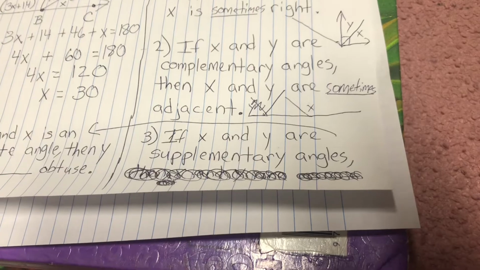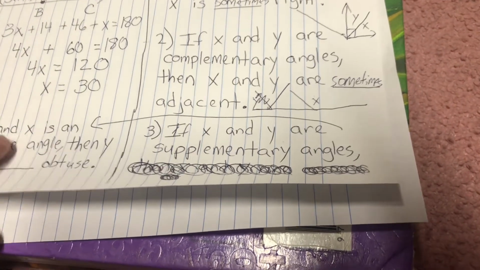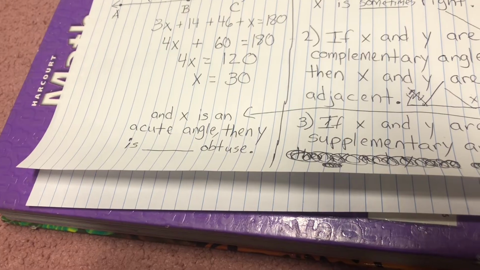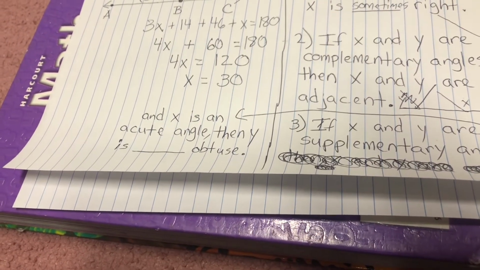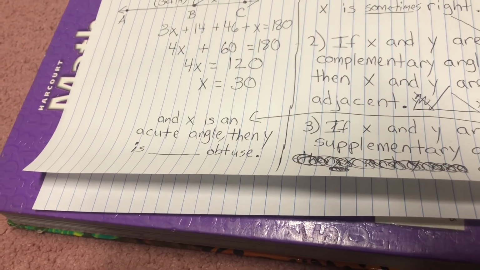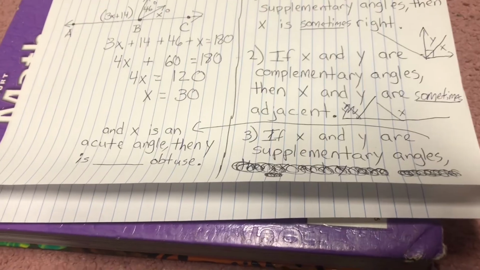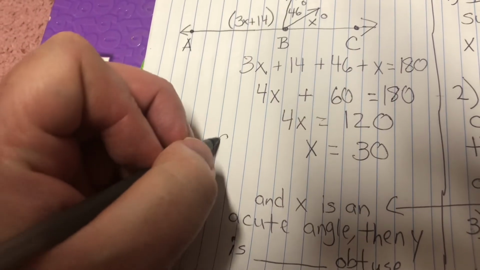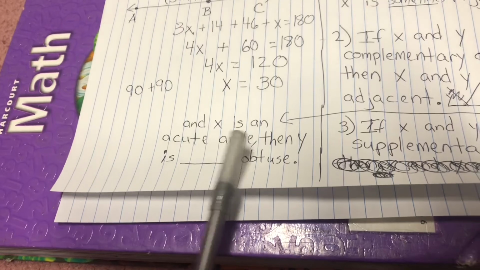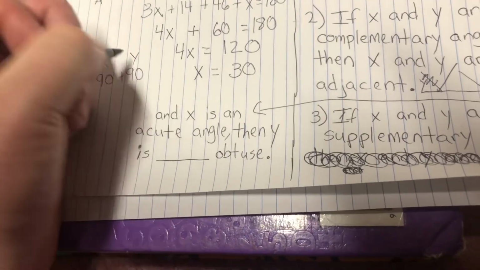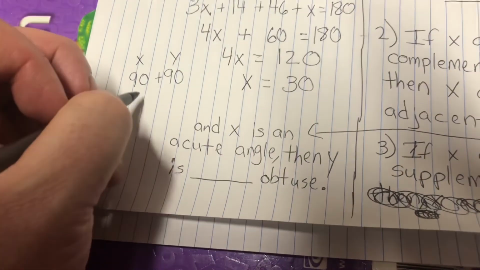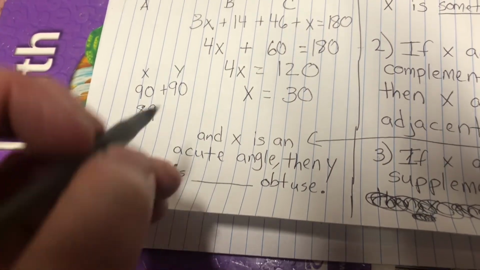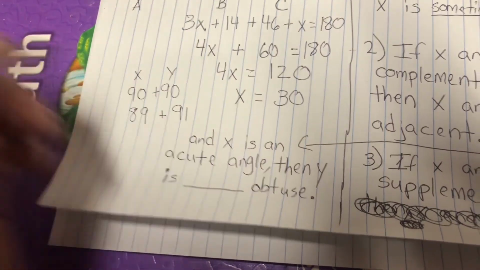Last one to finish up the video. If X and Y are supplementary angles, supplementary, remember, means added together they equal 180, and X is an acute angle, then Y is always, sometimes, or never obtuse. Well, supplementary means that they equal 180. Now, we had talked about before, if they're both right angles, then we would have 90 plus 90. But if X was an acute angle, let's say this is X and this is Y, if X is an acute angle, it would have to be less than 90, which means let's just go one less than 90. Let's say it's 89. Well, for it to equal 180 then, Y would have to be 91.